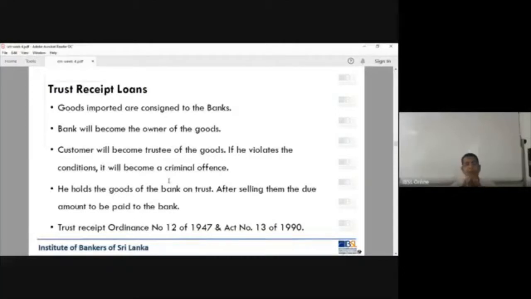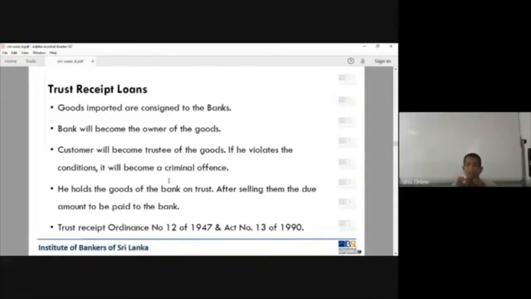But unfortunately, the banks are not doing these trust receipt loans now, mainly because of the large amount of documentation we have. Otherwise, it is a very good one because it is a criminal offense. So straight away you can send him to jail, right?